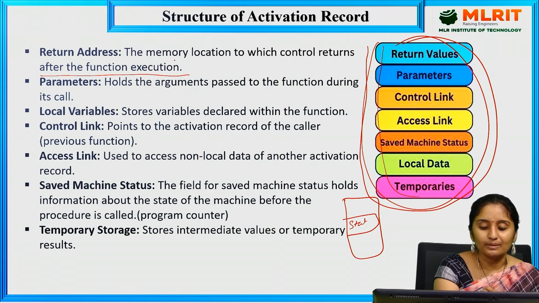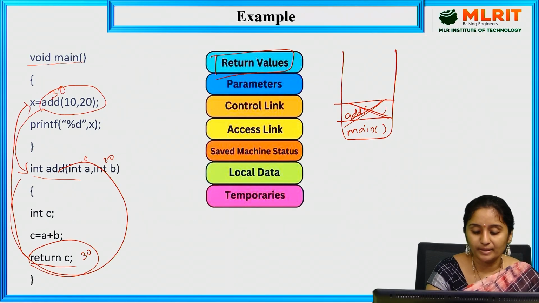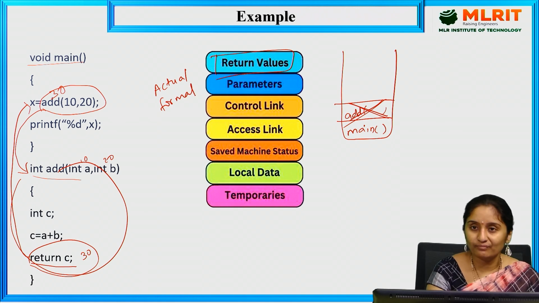So that is nothing but the memory location to which control returns after the function execution. The next one we are having is parameters. What types of parameters do we have? There are 2 types of parameters: actual parameters and formal parameters.